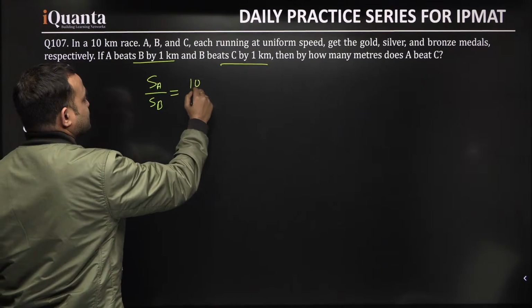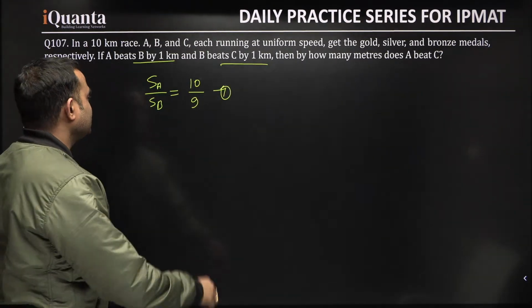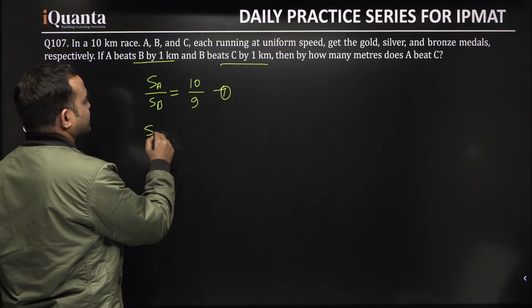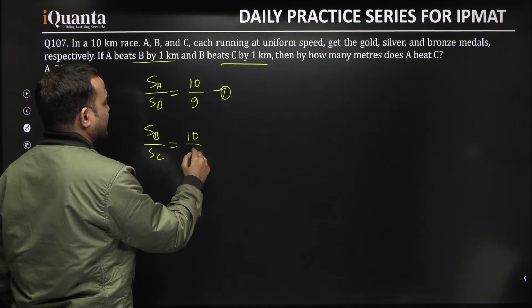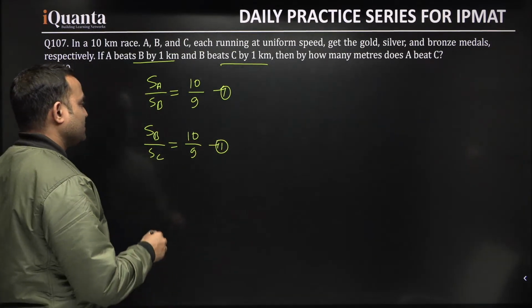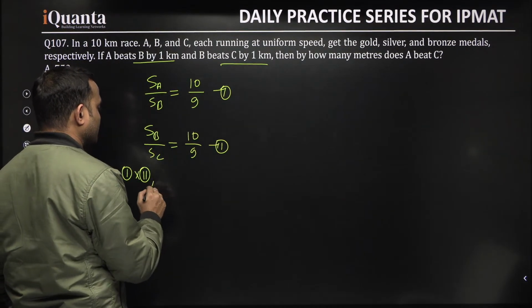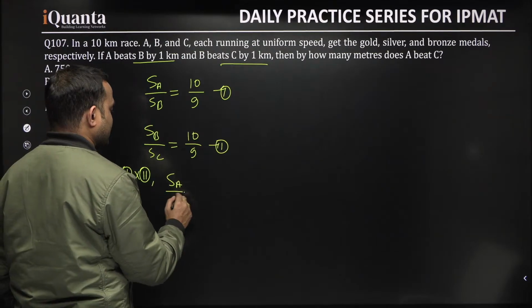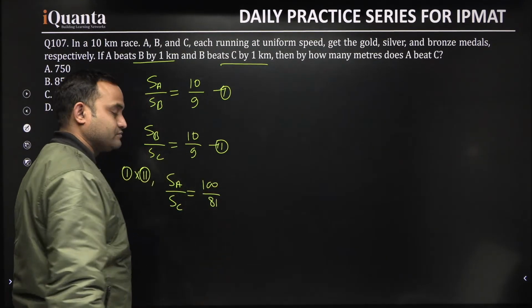When A covers 10 kilometers, B covers only 9 kilometers, correct? And speed of B upon speed of C is again 10 by 9. When B covers 10 kilometers, C covers 9 kilometers. So multiply equation 1 into 2, what do we get? SA upon SC is equal to 100 by 81.